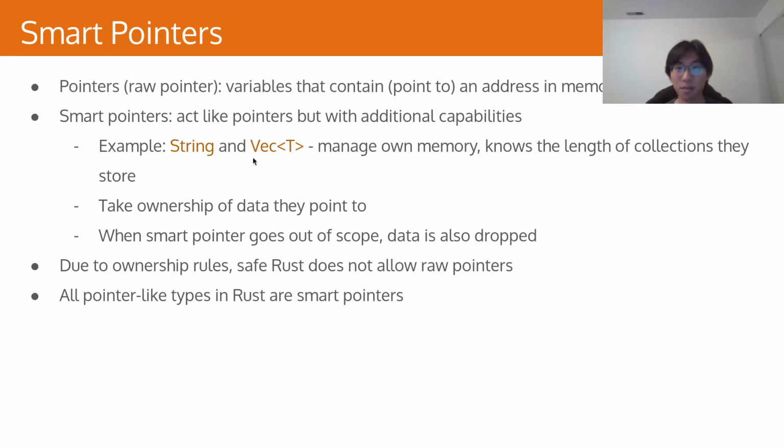In Rust, these smart pointers also take ownership of the data that they point to. And when the smart pointer goes out of scope, the data it owns is also dropped on the heap. So this eliminates the need for you to manually use new and delete in C++ to manage memory. It is automatically managed by these smart pointers. And again, because of these ownership rules, safe Rust doesn't let you use raw pointers. If you use an unsafe block, you can technically use raw pointers, but it's generally discouraged. Most pointers in Rust are smart pointers. We want to use smart pointers since they are safer.